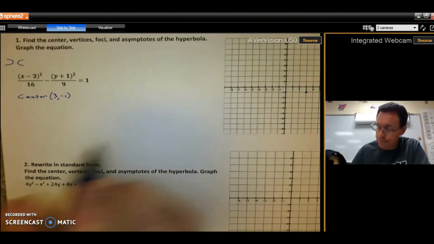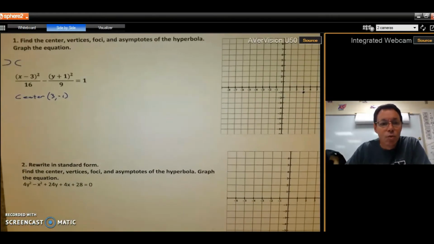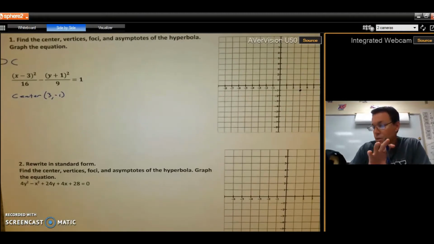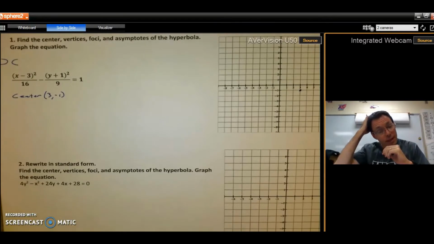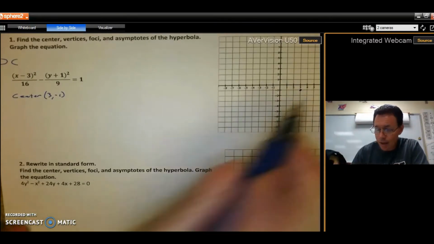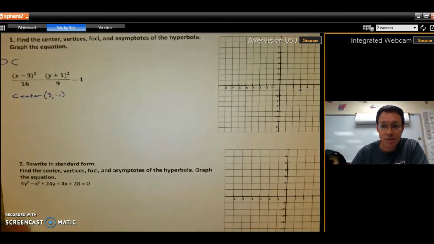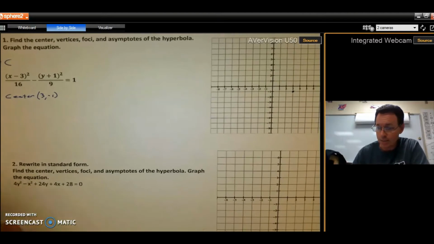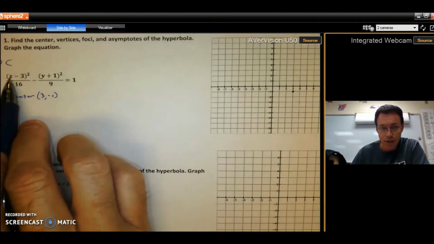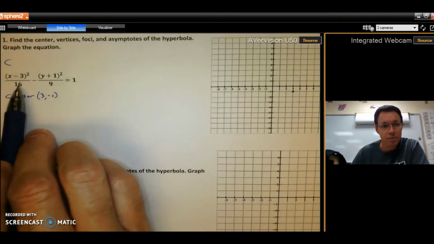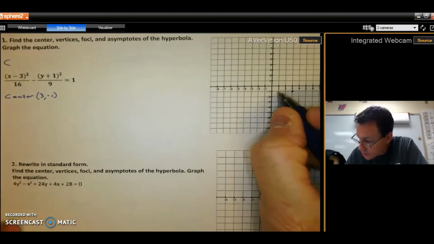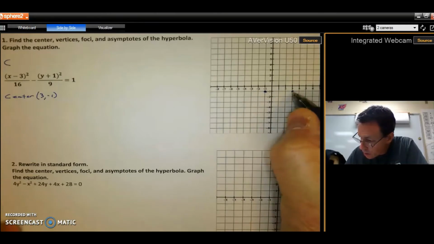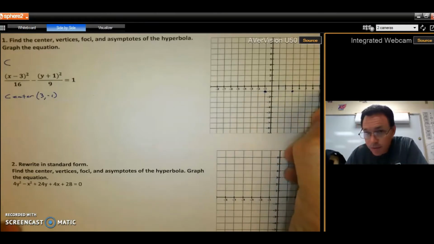Now, when we looked at that hyperbola, there was a box, and then the asymptotes went through the box. So that's what I'm going to draw now. I'm going to draw the box. And I'm going to do it just like we did an ellipse. I'm going to move in the x direction the square root of this number. So 4. So 1, 2, 3, 4. 1, 2, 3, 4.